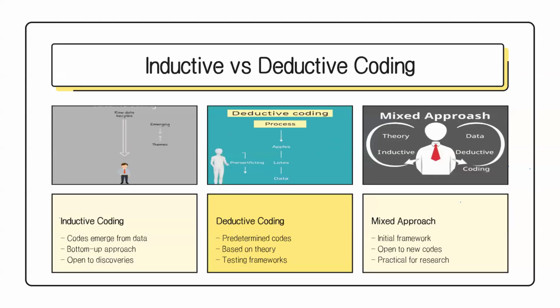You can code in 2 ways. Inductive coding is bottom-up, where codes emerge from the data itself. And deductive coding is top-down, using predetermined codes based on existing theory. A mixed approach is often most practical. You start with an initial framework, but are open to new discoveries.